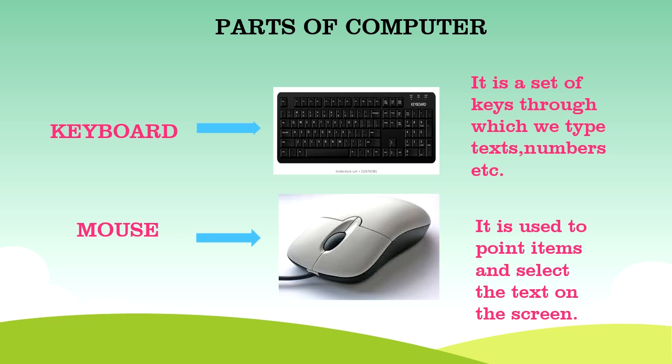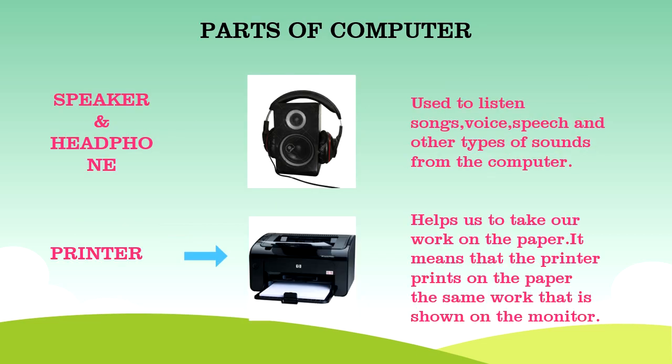Next is mouse. It is used to point items and select the text on the screen. Speakers and headphone. It is used to listen songs, voice, speech and other types of sounds from the computer. Next is printer. It helps us to take our work on the paper. It means that printer prints on the paper the same work that is shown on the monitor.